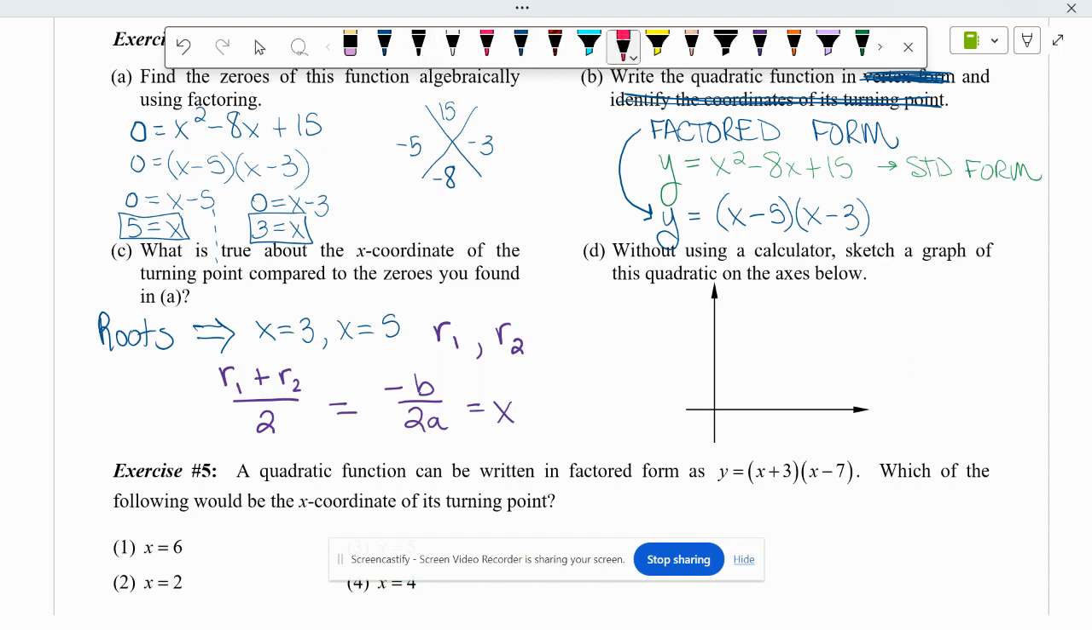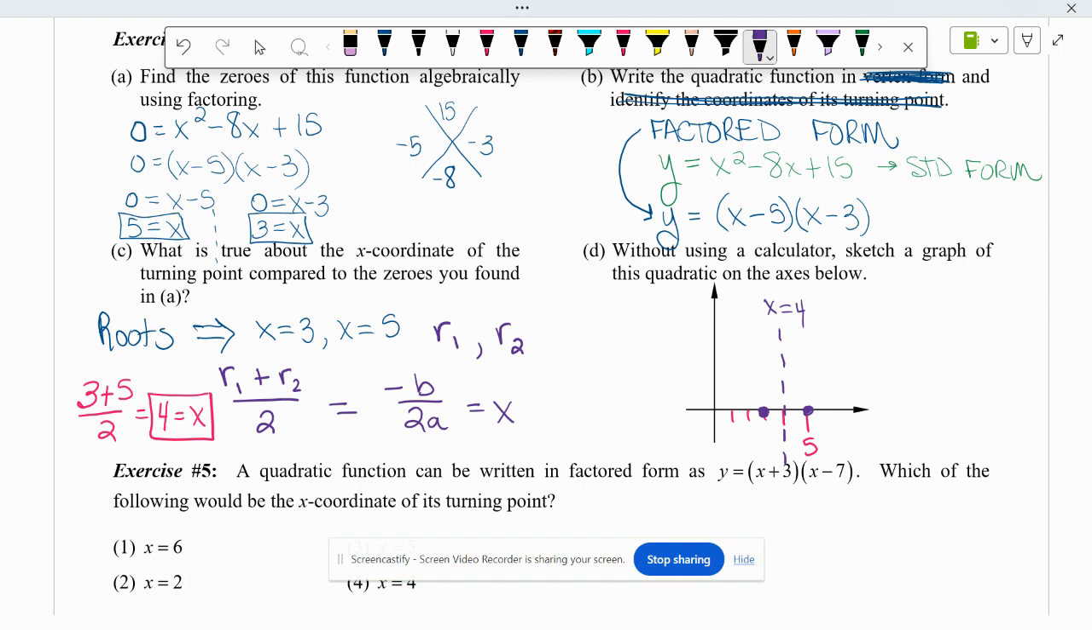So if you add the two points together and divide by 2, you will find the x-coordinate of the axis of symmetry. If I take 3 plus 5 and divide that by 2, I know that the equation of the axis of symmetry is x equals 4. So my axis of symmetry lives right here at x equals 4, and my roots, my solutions, my x-intercepts are at positive 3 and 5. The only thing I need to do is find the vertex.